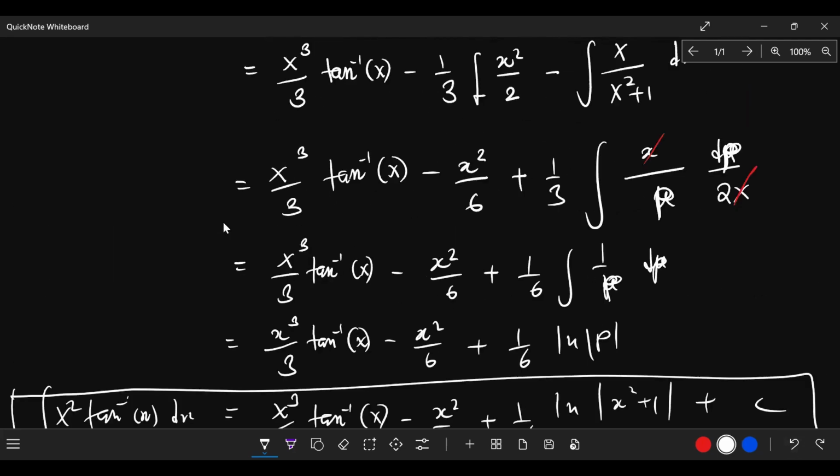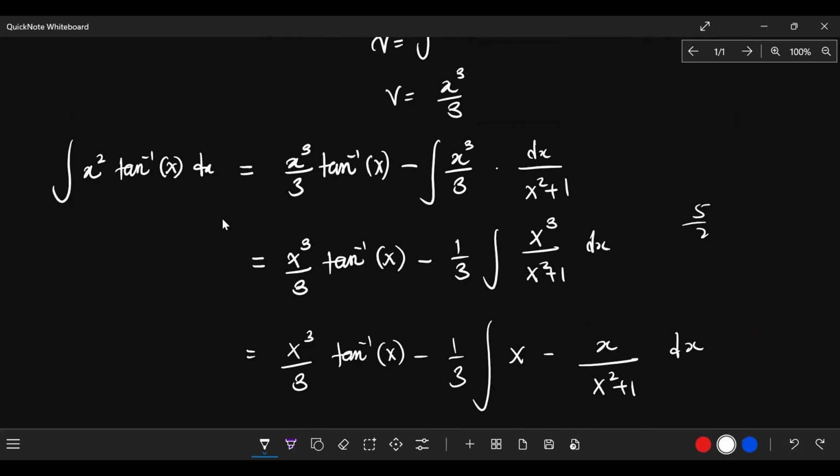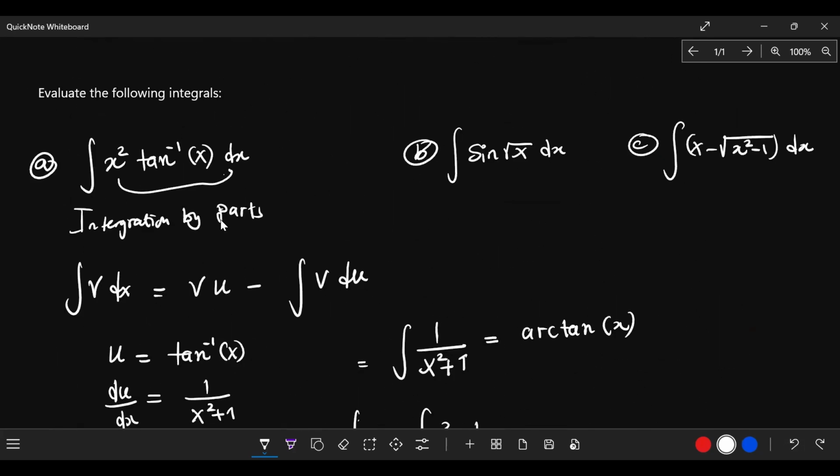So guys, watch the next one, because in the next video, I'm going to solve the next problem. I'm going to find the integral of sine of square root of x. That will be done in the next video.